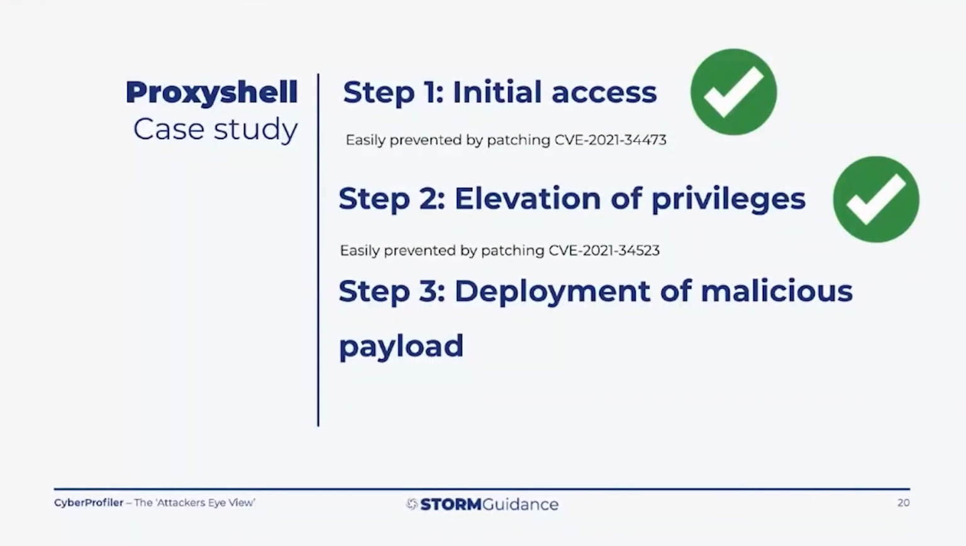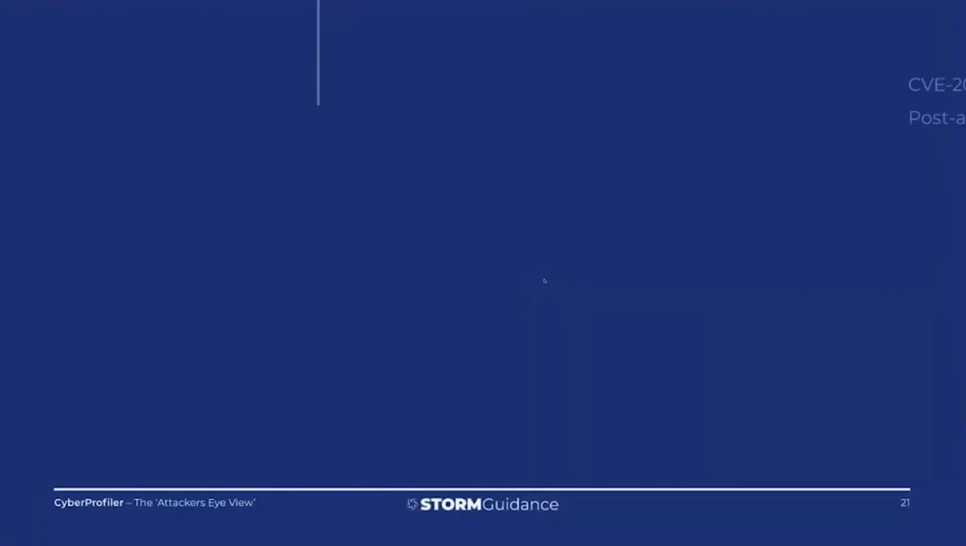So that's step 2 complete. We now have shell access to the server, and we're logged in as an admin, and we've been able to do this just by exploiting 2 vulnerabilities that are publicly visible and can easily be remediated as long as you're aware of them. So this leads us on to the final step, which is uploading the malicious payload.